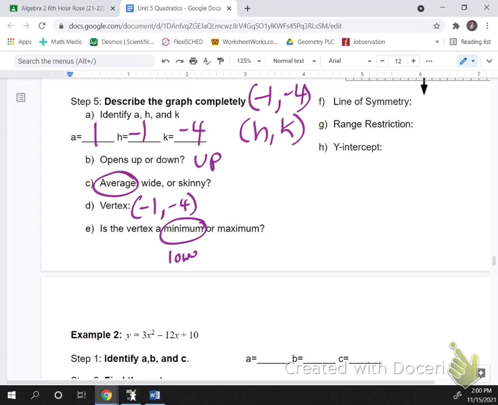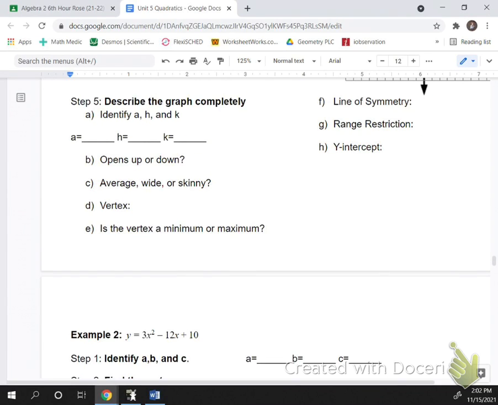Is the vertex a minimum or a maximum on the graph? Minimum. It's the lowest point on the graph. How about our line of symmetry? X equals -1. What about our range restriction? All your y values are greater than or equal to -4. And finally, the y-intercept that should be in your table, 0, -3. We already found that in our table. Cool? We just completely described it and graphed it from standard form. Wow. Flip the page. We got another example. Do you want to do it together or on your own?